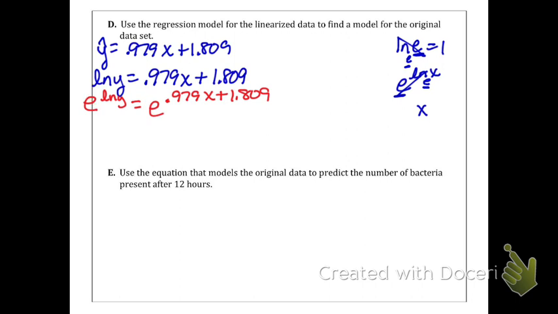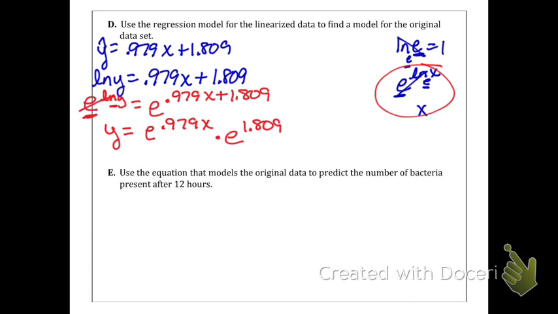So now I can use what I talked about over here. I have e raised to the natural log of y. This e and this little e that's the base of the natural log are the same, so we can ignore it, and it'll bring out a full-size y equals. Now, on this other side, we're dealing with adding of exponents. So remember what makes us add exponents? If we have like bases. So this is the same as saying e to the 0.979x times e to the 1.809.